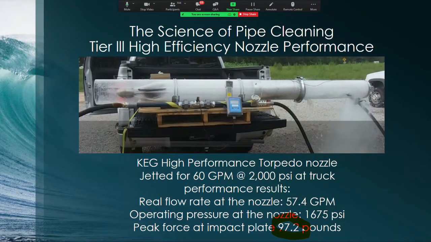Here we look at a high performance nozzle. This is one of our products we call the Torpedo. It's 98% efficient. Again, 60 gallon a minute configuration was the request. We ended up flowing at 57.4. Again, very comparable to the previous nozzle at 58. End pressure of 1675. We've come up 25 psi for the half gallon, and I have an impact on that plate of 97.2. That's 33% higher than the Tier 3 nozzle that we just saw a minute ago. So again, this is the same truck providing the same power. I'm getting more out of it.